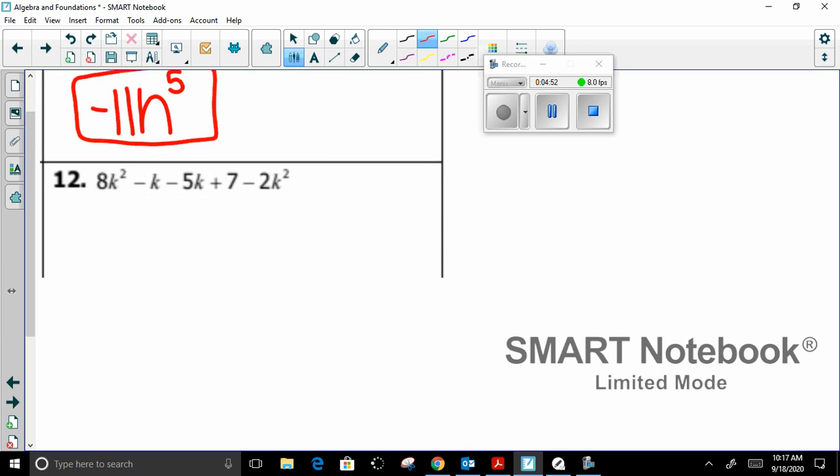All right, I got k-squareds here and just k's. So this is an 8k squared. K-squareds go with k-squareds, and this is a negative 2k squared. Keep the like term, keep the k squared. Do what the numbers ahead of them say. 8 minus 2 is 6.